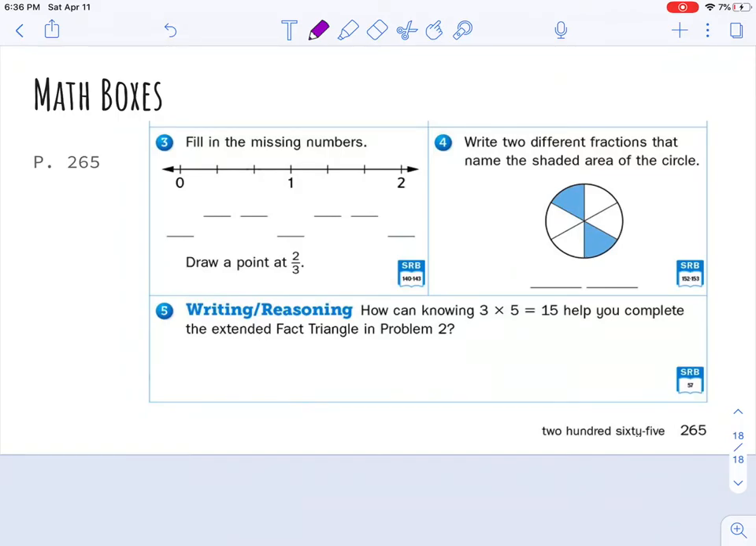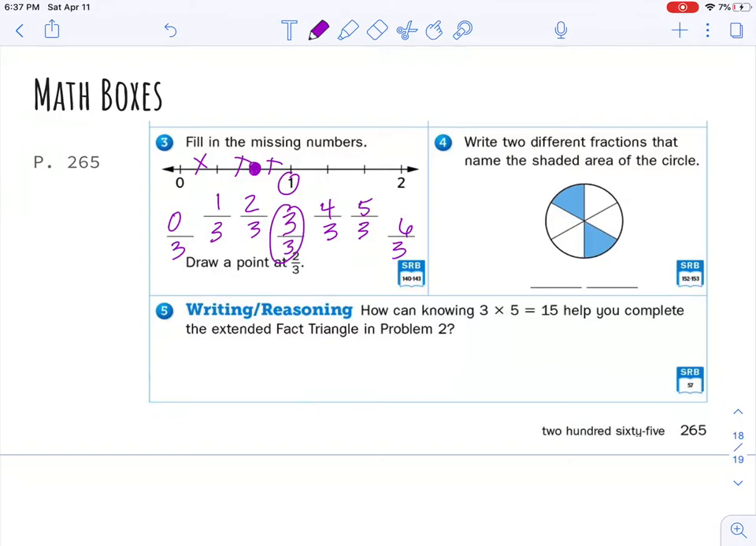All right, let's check the next 3. Fill in the missing numbers. All right, I remember that I need to count the spaces between 0 and 1 to find my denominator. 1, 2, 3. So all of these are going to be thirds. I'm going to go ahead and draw underneath the line my thirds. Okay, now I just count by thirds to find the numerator. So I have 0 thirds, 1 third, 2 thirds, 3 thirds. I'm going to double check that that's 1, correct. 4 thirds, 5 thirds, 6 thirds. Now it says draw a point at 2 thirds. So right here at 2 thirds, I should draw a point.